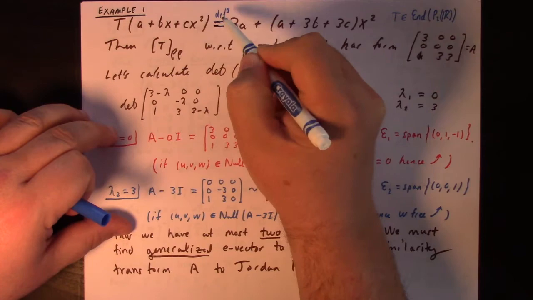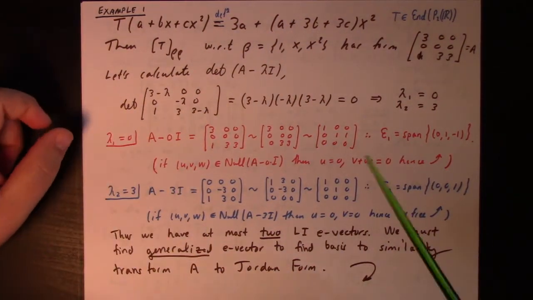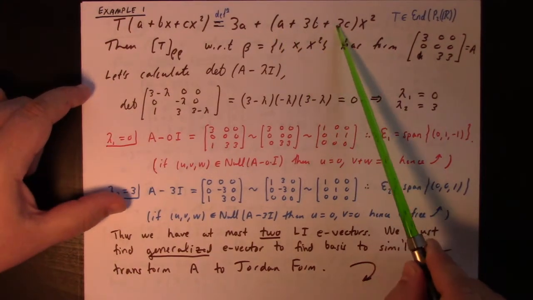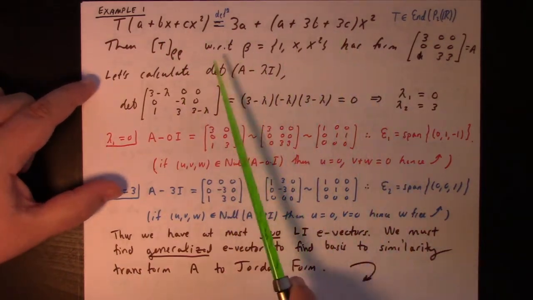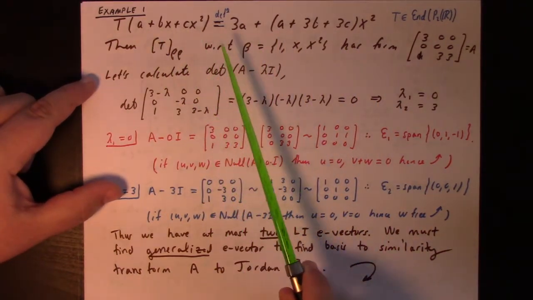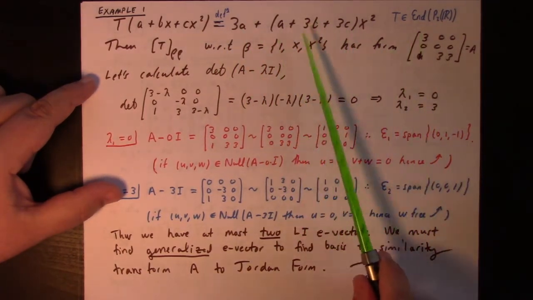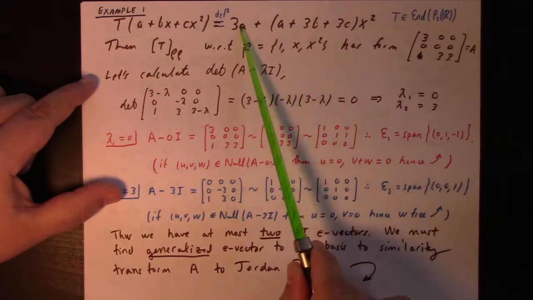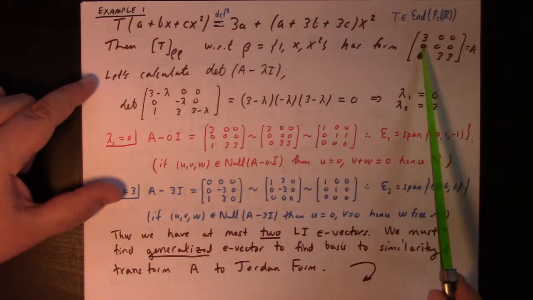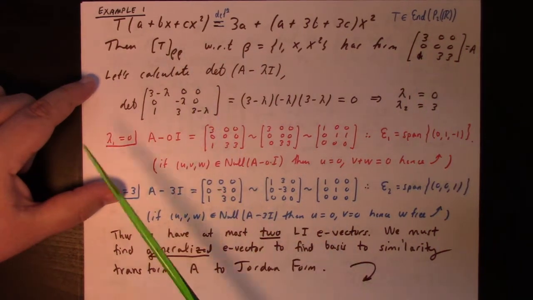So T of A plus Bx plus Cx squared is given to us to be 3A plus (A plus 3B plus 3C) times x squared. Given this formula, I can read off the matrix of T, because it's what I need to take A, B, C and get back to this. So that's going to give me 3, 0, 0, 0, 0, 0, and 1, 3, 3. Because there's no x in the formula, the output doesn't have anything in the second component. So this is the matrix of T with respect to beta, beta.